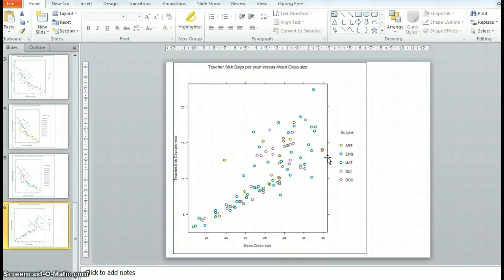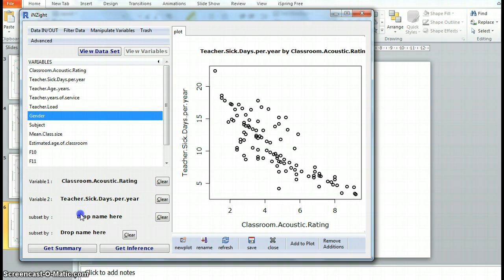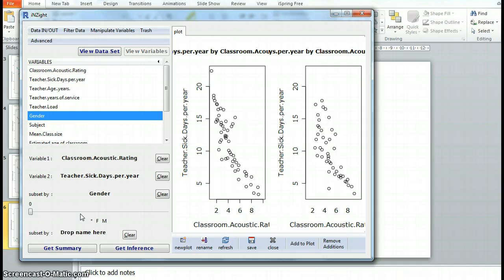And this one is split by subject, and you'd have to have a closer look as to what was happening there. So on Insight, obviously you all know how to do that much. Remember, if you wanted to drop the subset, you'd drop that gender in there.